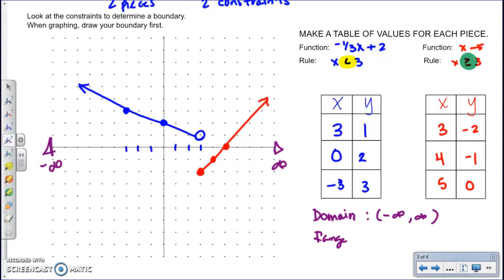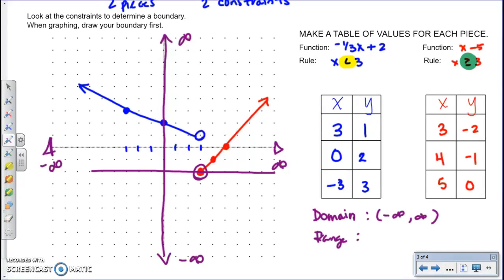The range starts from the bottom, and you want to see how far our graph goes to the top. So, what is the lowest point of our graph? It's here. So this ordered pair is +3, -2. So the y-coordinate is -2. So the lowest point is -2, and it is included. And it goes up, up, up, up, up forever.